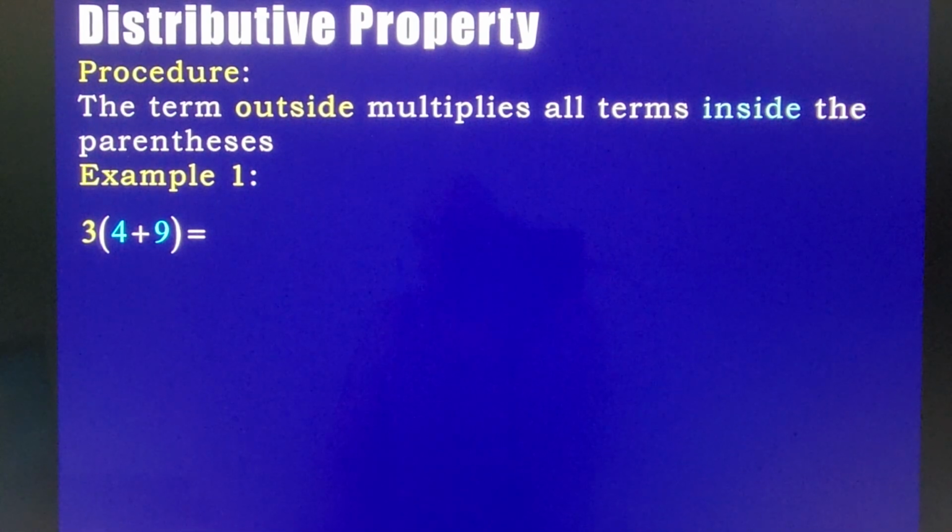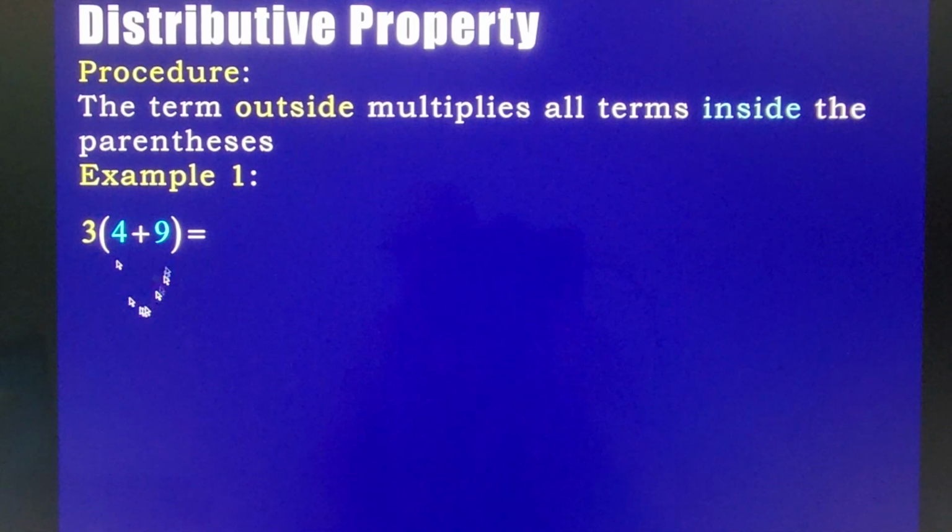Distributive property. The term outside of parentheses always multiplies all the terms inside of the parentheses. You can think of the parentheses as a box. And inside that box, you have different things. For example, here I have 3 boxes. What's in the box? I have a positive 4 and a positive 9.